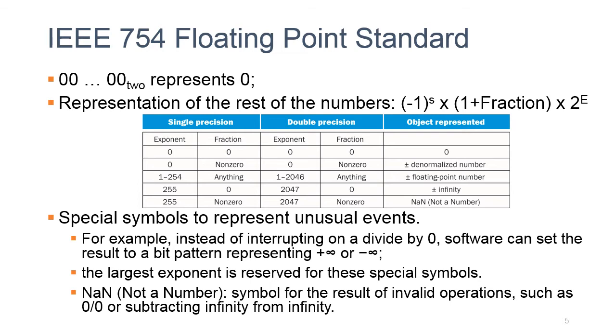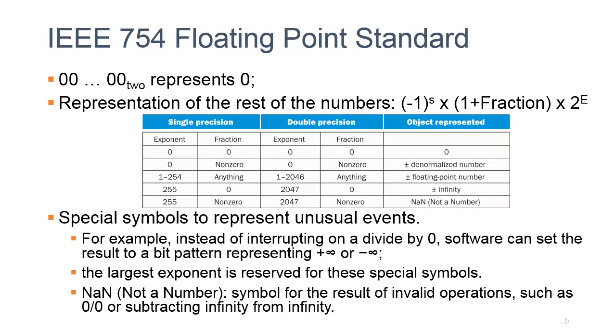Other features of IEEE 754 are special symbols to represent unusual events. For example, instead of interrupting on divide by 0, software can set the result to a bit pattern representing plus infinity or minus infinity. The largest exponent is reserved for these special symbols. When the programmer prints the result, the program will output an infinity symbol.